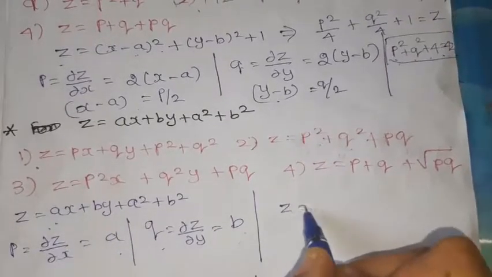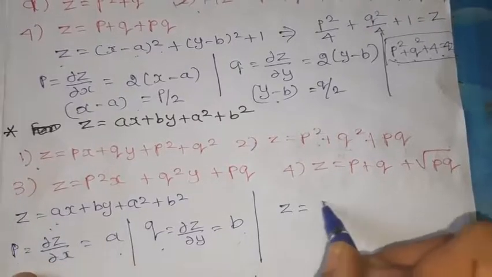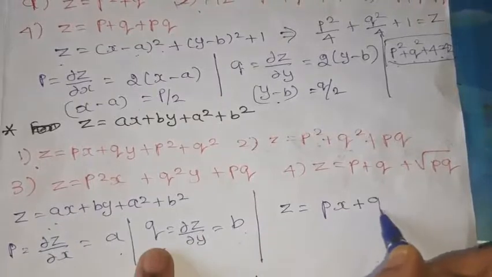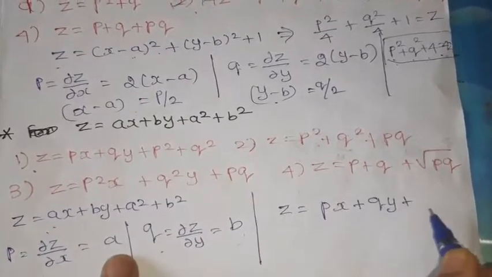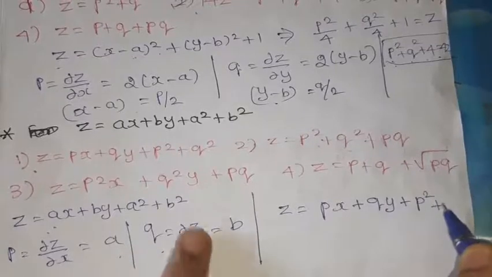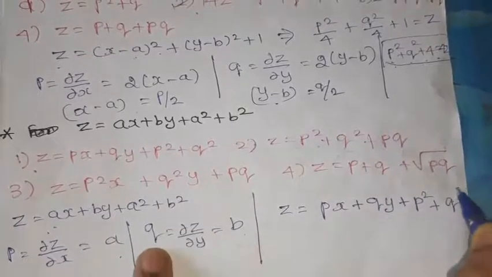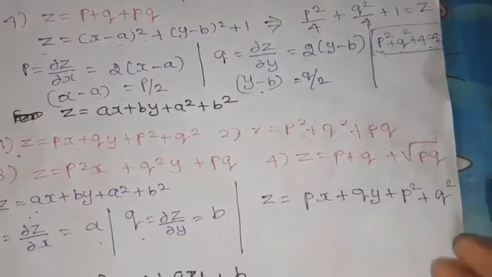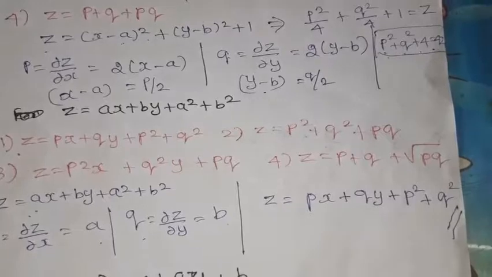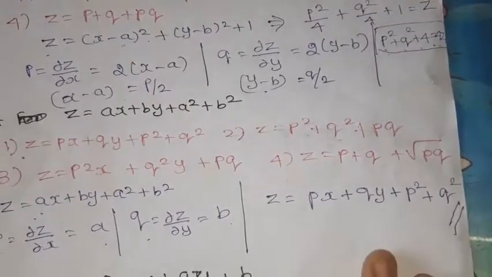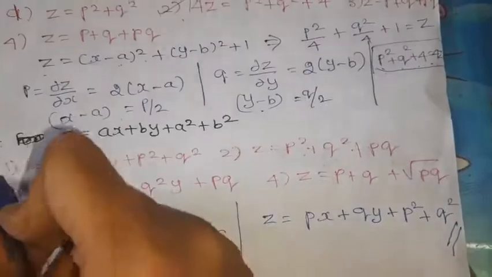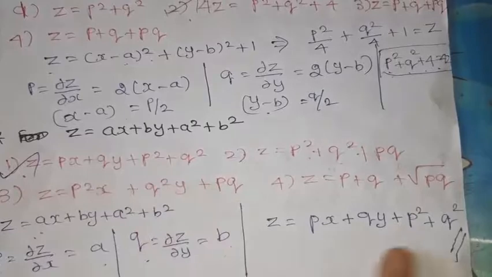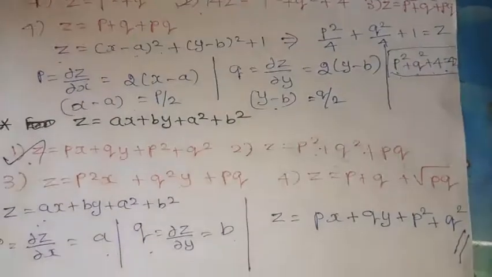So in place of a substitute p, in place of b substitute q. So from this equation, z equal to a into x plus b, what is b? Q, q into y. What is a squared? A squared equal to p squared. What is b squared? B squared equal to q squared. So z equal to px plus qy plus p square plus q square is the answer for this problem. Which one? Option 1 is the right option for this problem. Z equal to px plus qy plus p square plus q square. We'll move on to the next problem.